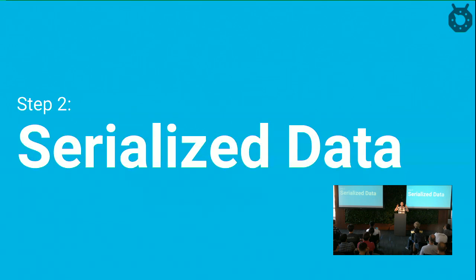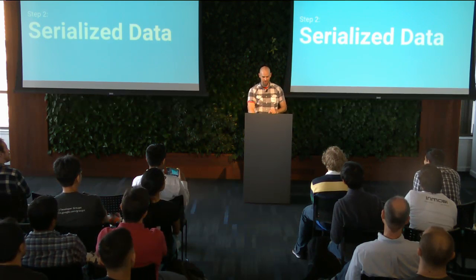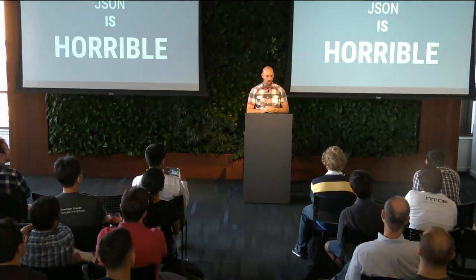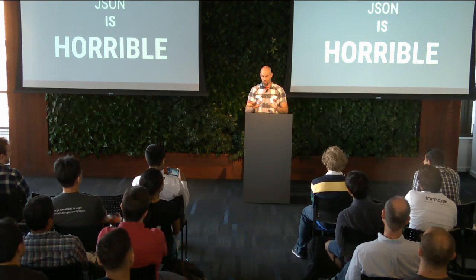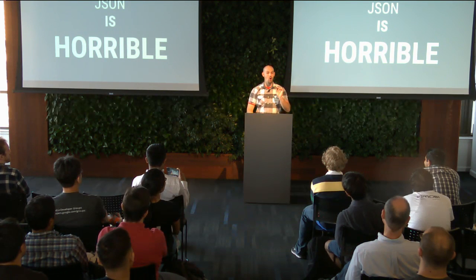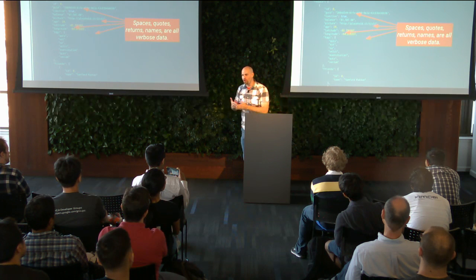Number 2, serialized data. I'm going to say one thing here, and if you disagree with me, I don't care. If you can't tell that trend so far. JSON is horrible. Horrible when it comes to compression. Horrible. Look at all this. JSON and XML are human-readable serialization formats. Think about it for a second.